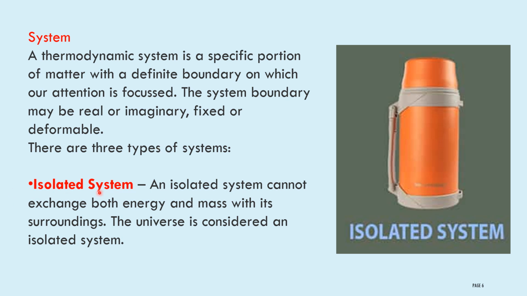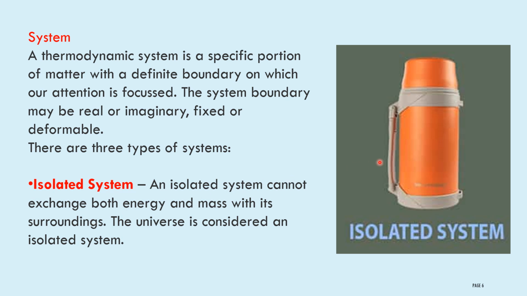First one, isolated system. An isolated system cannot exchange both energy and mass with its surroundings. The universe is considered as an isolated system. Within the system only, the energy, mass and heat will get transferred. There is no exchange of energy with the surroundings. In the case of an isolated system, it will not exchange any energy, mass or heat with its surrounding. Consider a thermoflask.